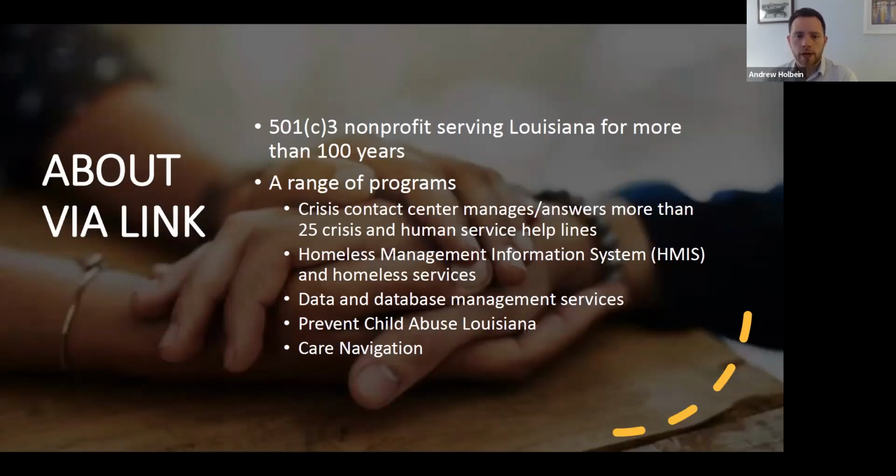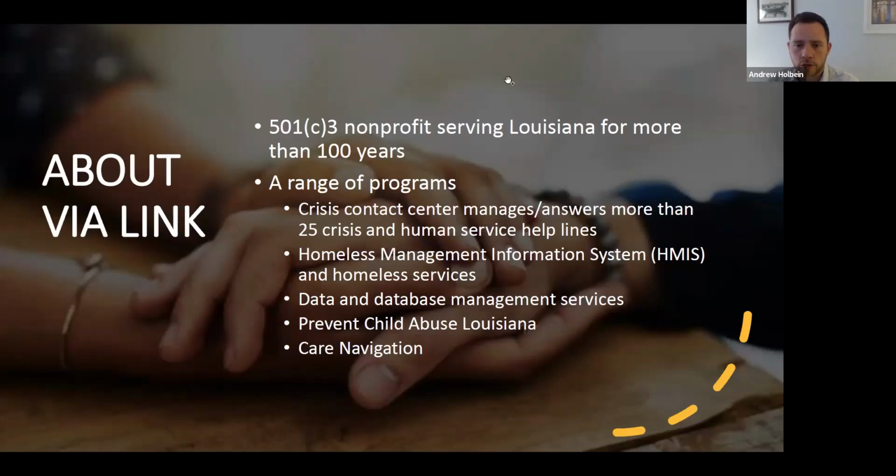We run a range of programs. Our biggest program is our Crisis Contact Center that manages and answers more than 25 crisis and human service lines for our region. Those are systems like the 211 system or the new 988 mental health crisis lines and a number of other ones. We do different homeless services such as managing the HMIS system for our region, and we've started providing care navigation for people in Orleans and Jefferson who are homeless or at risk of homelessness. We provide different data and database management services.